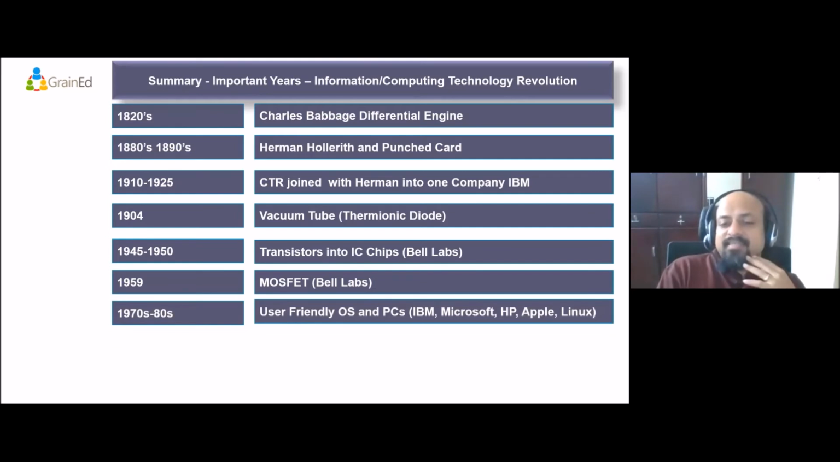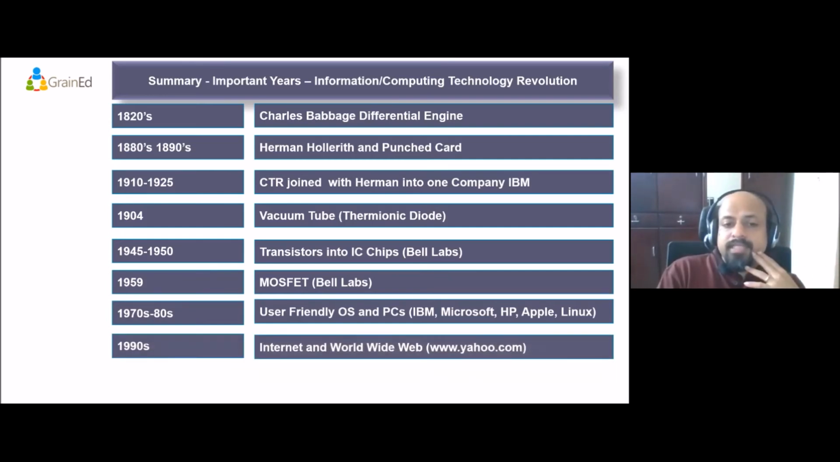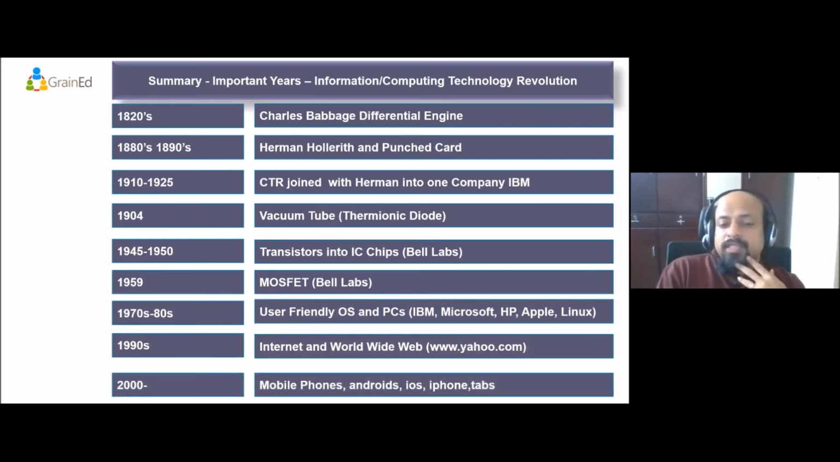And then the 70s and 80s, right? Windows, Apple, Microsoft, iOS, HP, all those personal computers, 80s and 90s. In the 90s, we have the internet, World Wide Web, yahoo.com and all that. In the 2000s, mobile phone, Android, iOS, iPhone, tab. This is where we are, the 2000s, the last 20 years. So this is the full journey of at least the last 200 years, especially in terms of computing, starting from Charles Babbage, father of the computer.